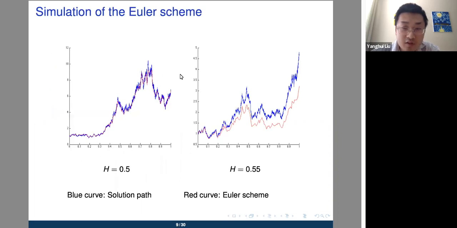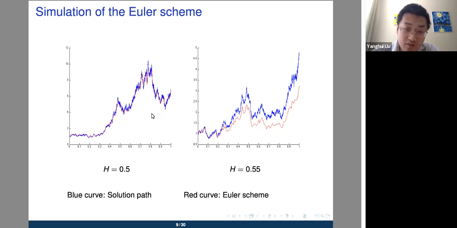So here are some simulations for the Euler scheme. In the first picture is the Brownian motion case when h equals 1/2. The blue curve is the solution curve, and the red curve is generated by the Euler scheme. And then we can see that the Euler scheme follows the solution closely.